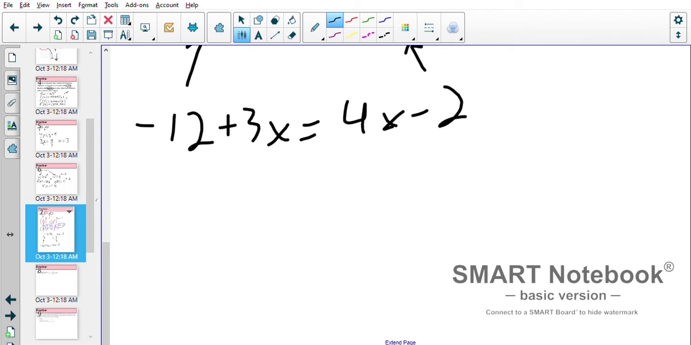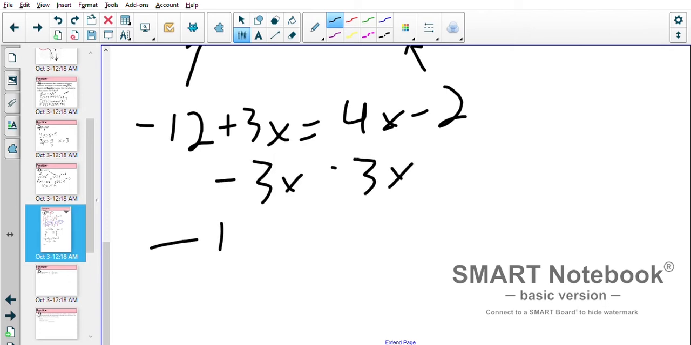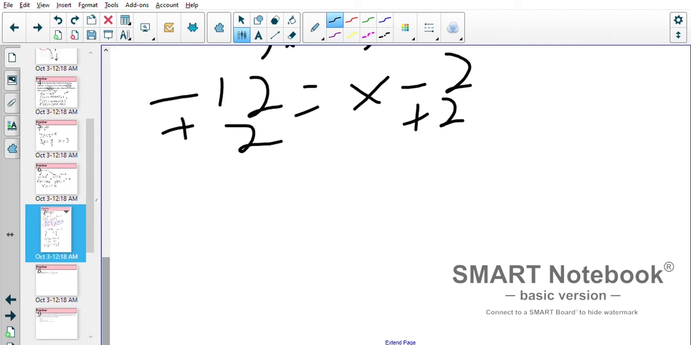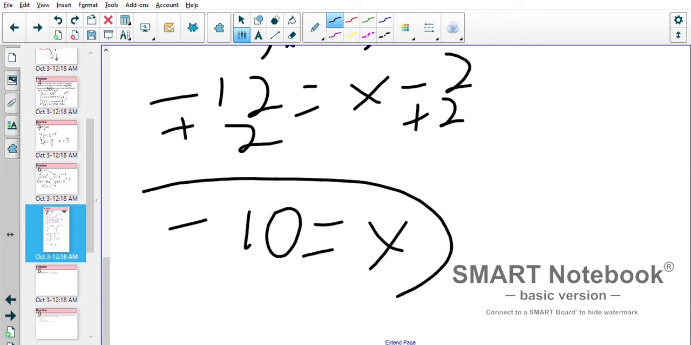Let's solve this. So we'll subtract the 3x, subtract 3x, we get negative 12. This becomes 1x, or just x, minus 2. Add the 2 to both sides, and that will give us x equals negative 10. And we're finished with this one. Moving on to the next question.